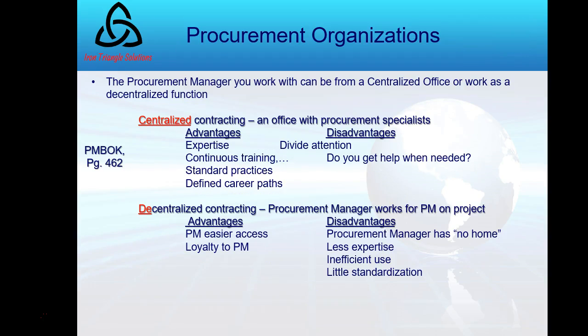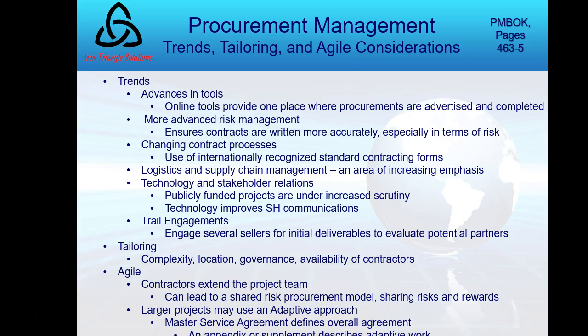So for example, in decentralized, the PM has easier access to the procurement manager. I would have easier access in decentralized because my procurement manager is working right for me. They will be loyal to me. That's nice. Unfortunately, the procurement manager has no home. They're not working in a centralized office. So when the project's over, there's nowhere to go. It's my role to help find them work. They may have less standardization because they're not getting templates, for example, from a centralized contracting office. Less expertise because they may not be getting new best practices that a centralized office may provide. Okay, advantages and disadvantages to both.